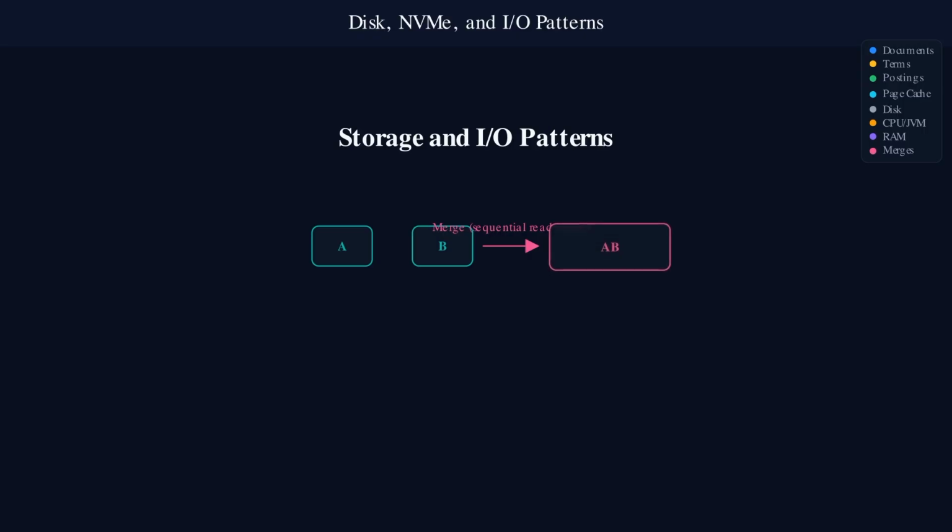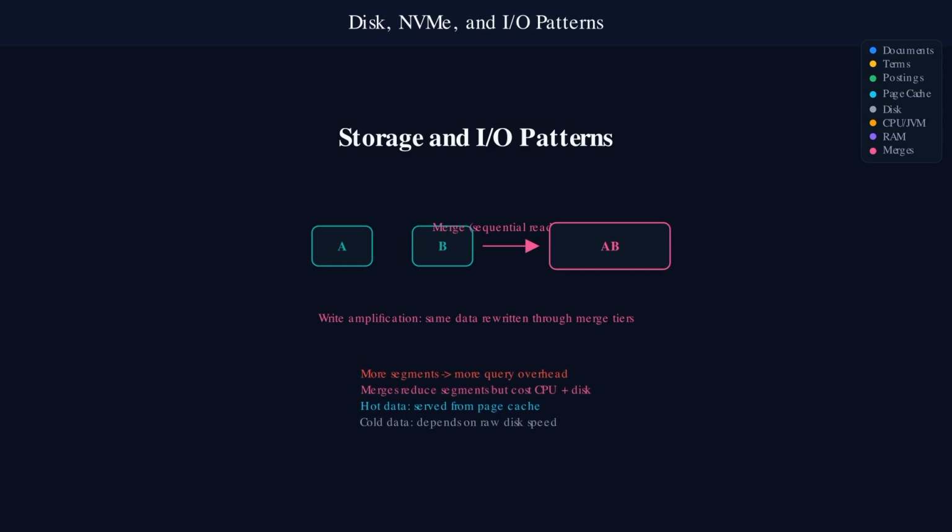Segment merges also produce sequential write patterns. Lucene reads old segments sequentially, combines them, and writes a new larger segment. However, merges cause write amplification. The same data is rewritten multiple times as it moves through merged tiers. This costs CPU and disk bandwidth.